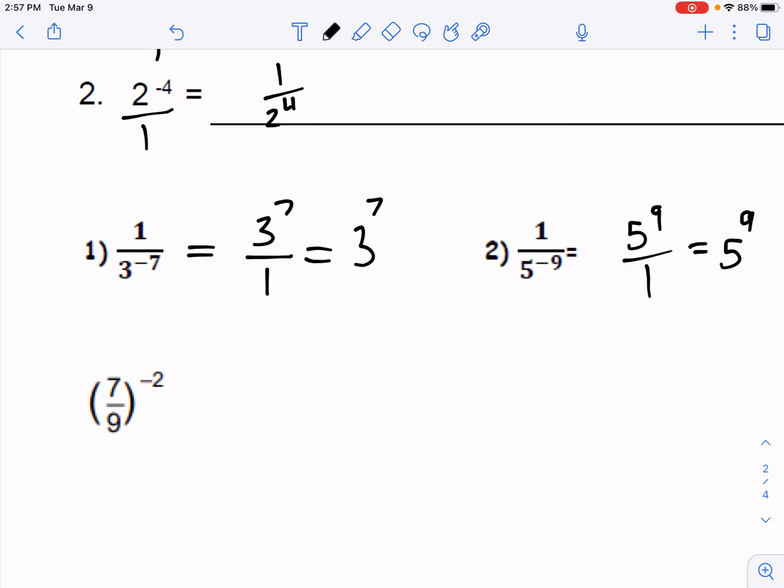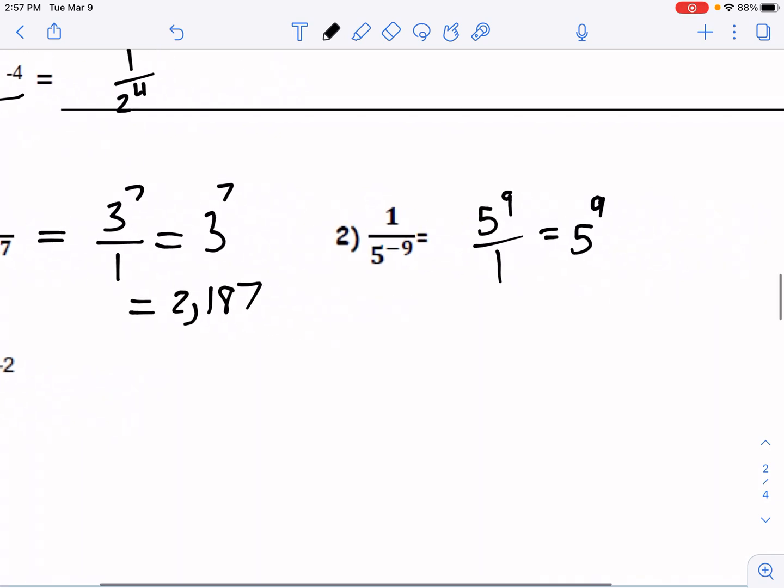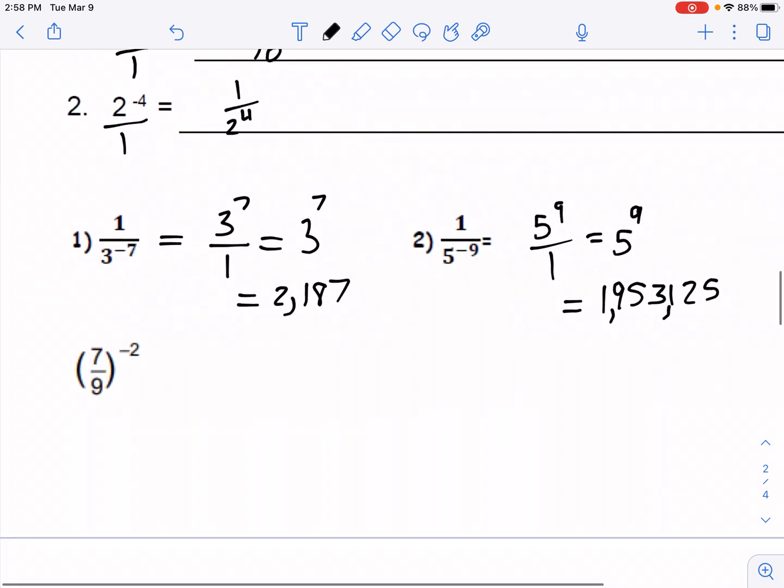Okay, now of course on both of these you could simplify it in your calculator. If you took 3 raised to the 7th power, you would get 2,187. And in your calculator, if we multiply 5 nine times, or 5 raised to the 9th power, we would get 1,953,125. So that's what our solution would be. Okay. Then this last one here, it still applies when we're talking about decimals and fractions as well.